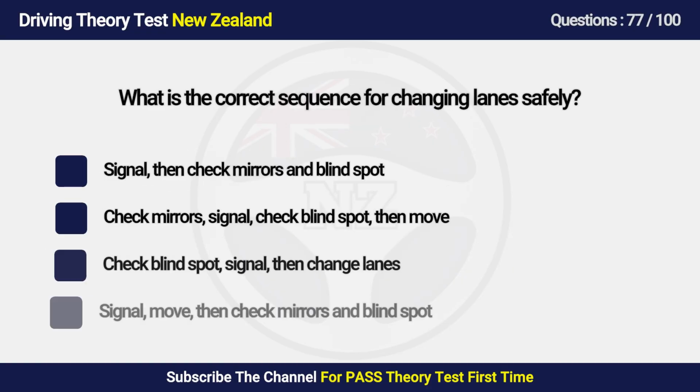Question 77. What is the correct sequence for changing lanes safely? A. Signal, then check mirrors and blind spot. B. Check mirrors, signal, check blind spot, then move. C. Check blind spot, signal, then change lanes. D. Signal, move, then check mirrors and blind spot.